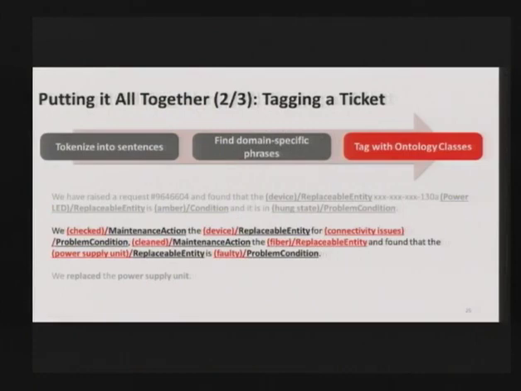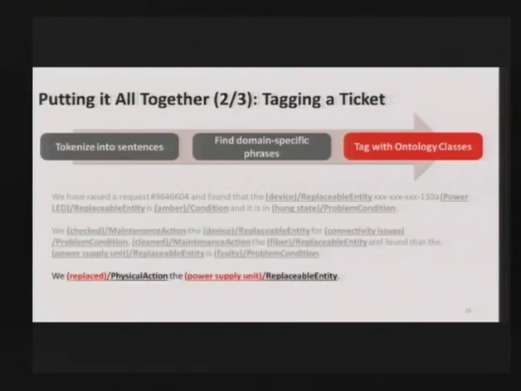In the second sentence, checked is a maintenance action, as you can intuitively imagine. Fiber is a replaceable entity again. And finally, faulty is a problem condition. And in the third sentence, power supply unit is tagged as a replaceable entity, upon which an action, a physical action called replaced occurred. So having this input tagged using the ontology model, let me show you how we do problem inference.